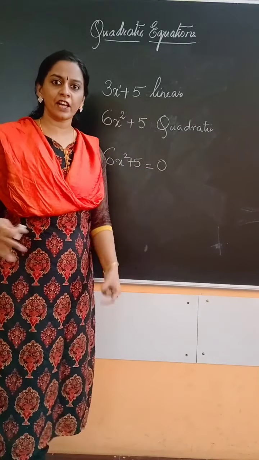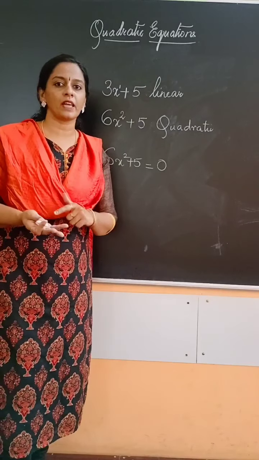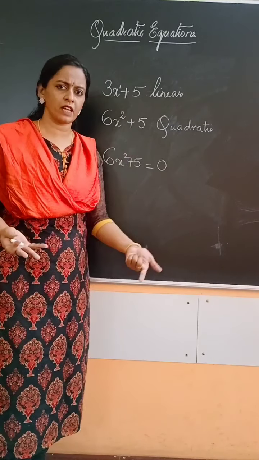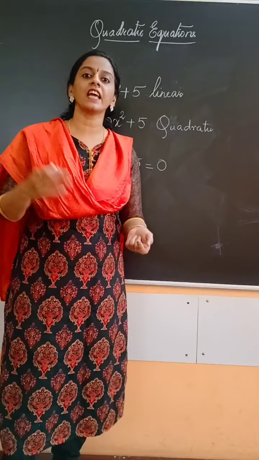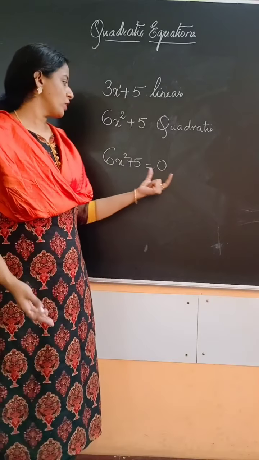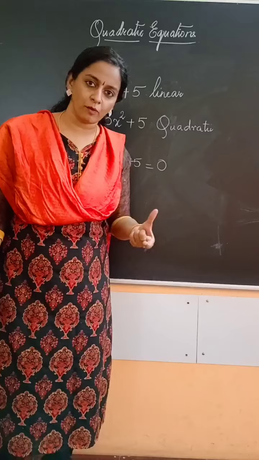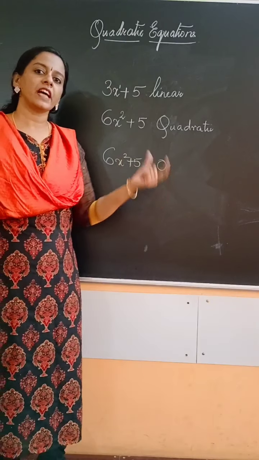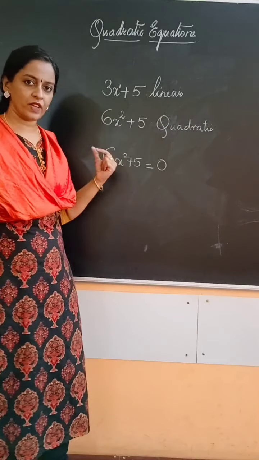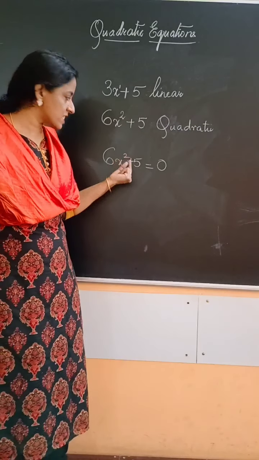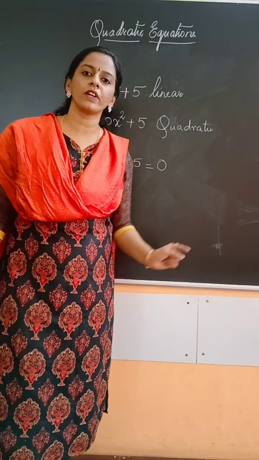In the same way, linear equations we have done plenty of examples, linear equations in two variables. If one variable is asked, only one variable you have to use. So, if in a polynomial the degree is 2, then that polynomial is called a quadratic polynomial. If in an equation the highest degree is 2, then such equations are called quadratic equations.